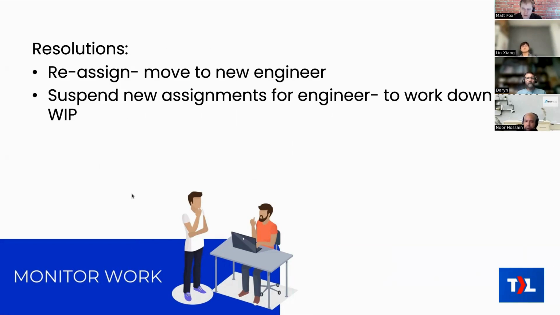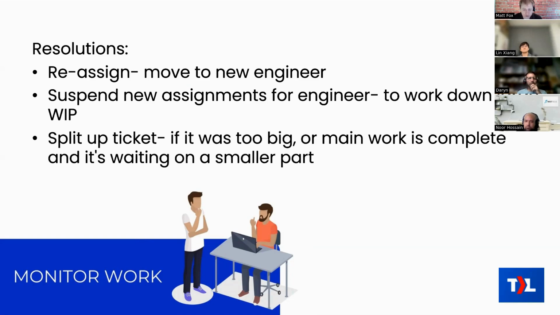Sometimes you need to suspend new assignments for an engineer. If a particular engineer has a large work in progress, then you probably don't want to assign them new work. You want to give them a chance to work that down. You can also split up the tickets. If a ticket was too big, or if you finished the main part of the work and it turns out there's just a little bit of work that needs to be done, but there's some reason that we can't get to it right now, then go ahead and take that work that's not done, take that into its own new ticket, and then you can just mark that big ticket as complete. That's always good, satisfying to do.